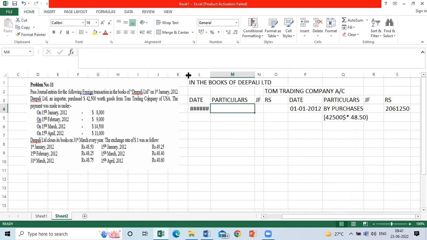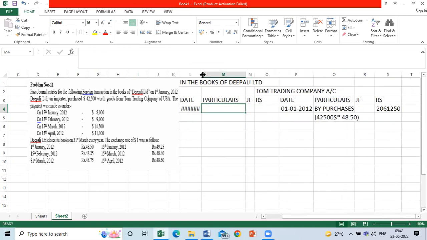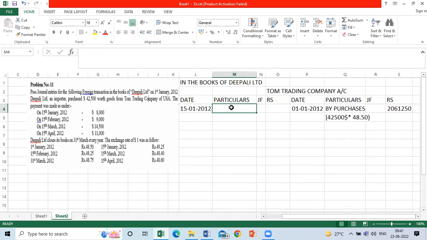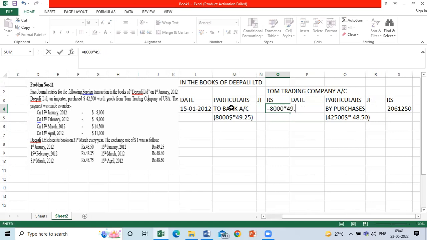Entry will be to bank account, and amount will be $8,000 multiplied by, what is the rate on 15th of Jan? So 49.25. So 49.25 into 8,000.